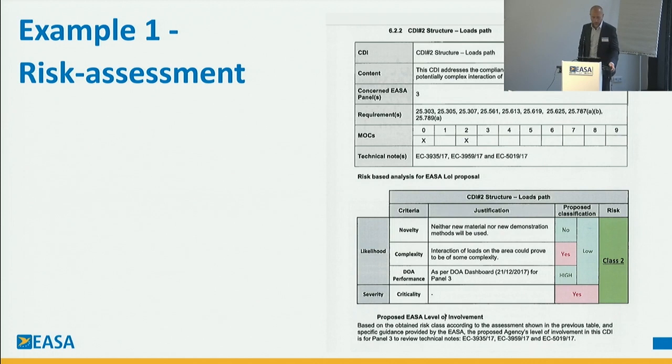Maybe a small add-on on the justification. The AMC GM allows you to provide no justification in the case that it's obvious. Please put yourself in our position. We receive many applications from many companies, and if it's obvious for you, it's maybe not yet obvious for us.